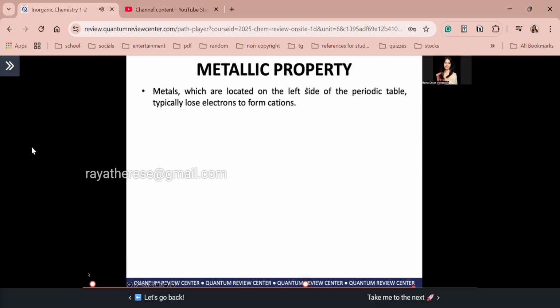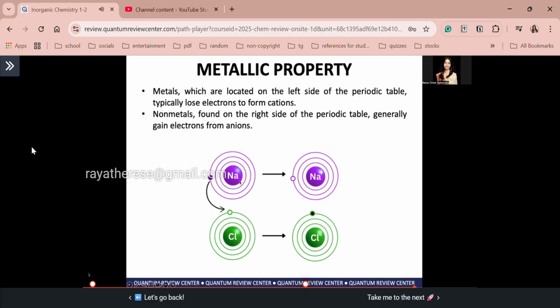Metals, which are located on the left side of the periodic table, typically lose electrons to form cations. Non-metals, found on the right side of the periodic table, generally gain electrons to form anions. For example, a sodium atom loses an electron to form a sodium cation, while chlorine gains an electron to form the chloride anion. Here is a bit of a mnemonic: metals form Ka-plus ions, cations. Non-metals form anions, where N means negative. Again, metals form cations, non-metals form anions.